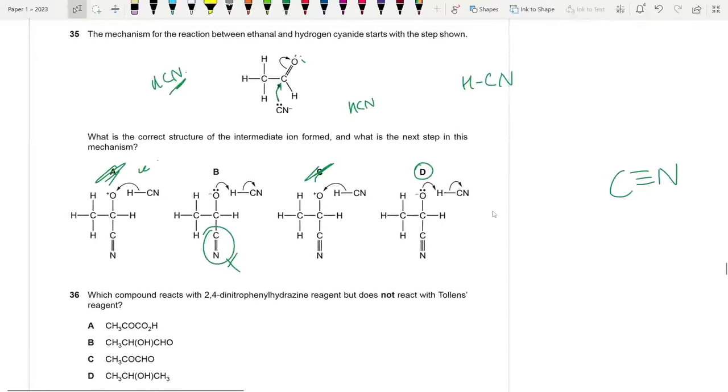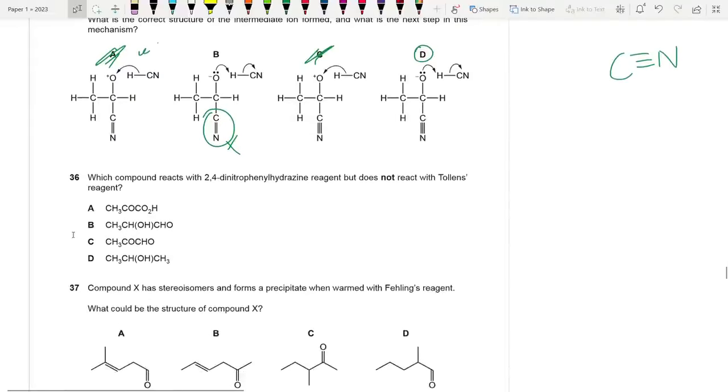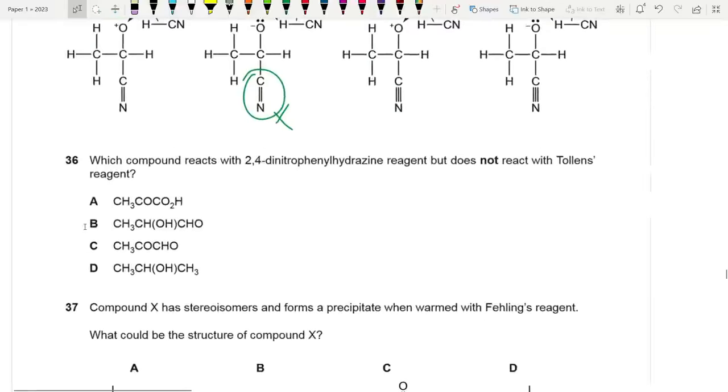Nitrile has this bond over here. Okay, the cyanide ion, and after it forms a bond with the carbon, it turns into nitrile. We call the group nitrile. And always arrows are from nucleophiles to electrophiles.